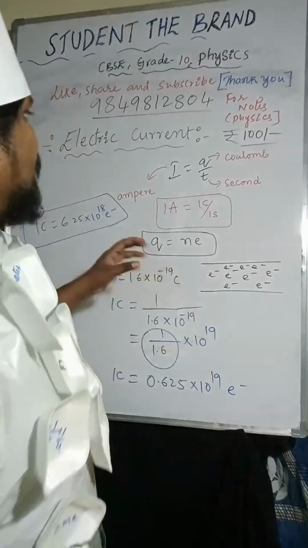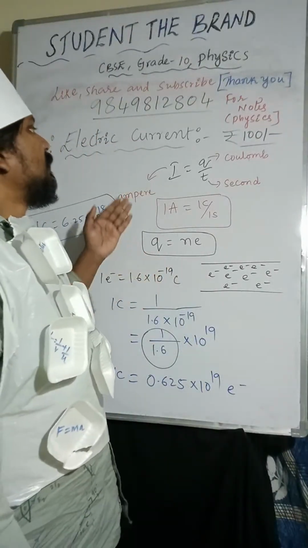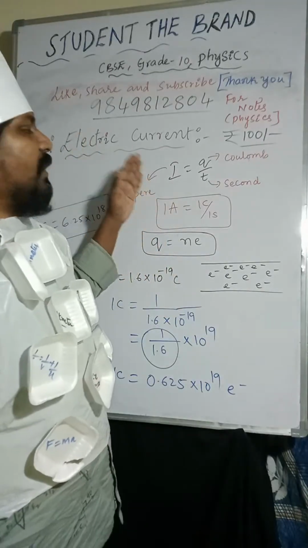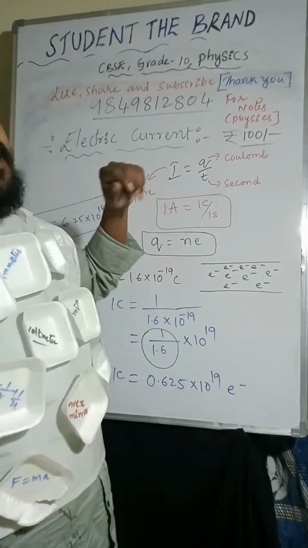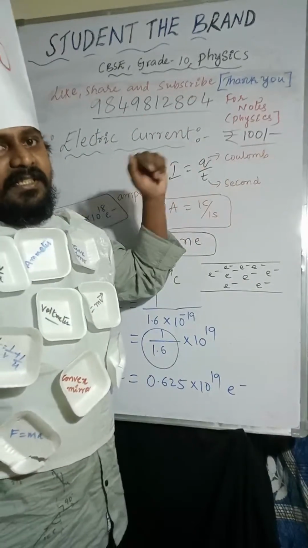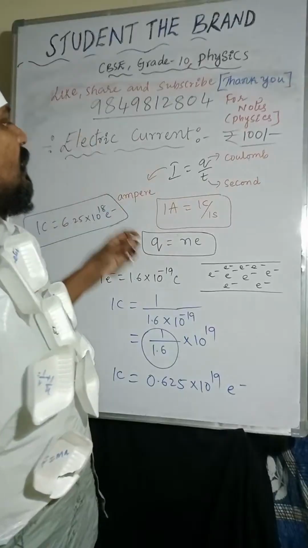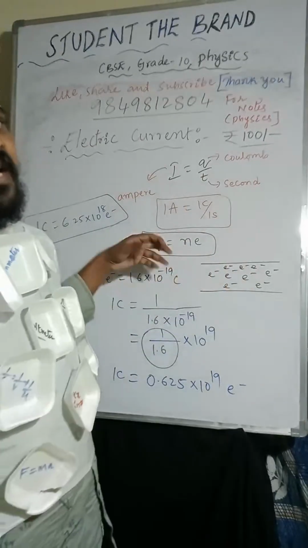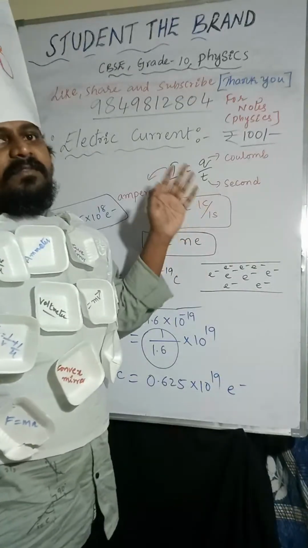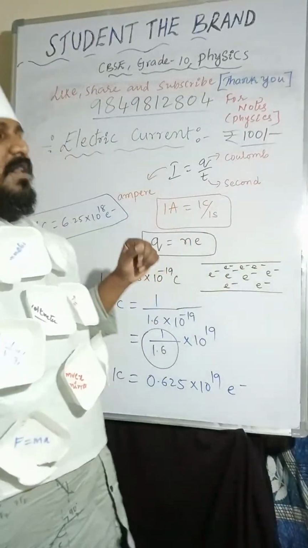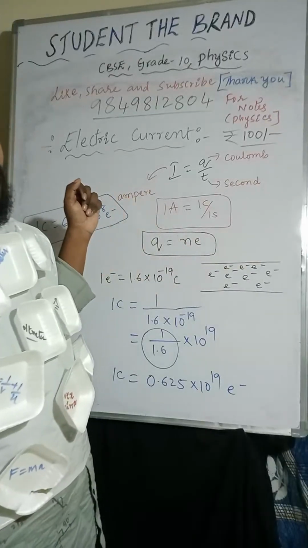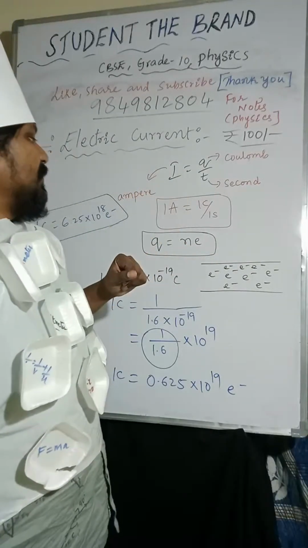Based on this, there are questions. Define electric current: electric current is defined as the rate of flow of charge. Define the SI unit of electric current: 1 ampere is defined as 1 coulomb of charge flowing through unit cross section area per second.